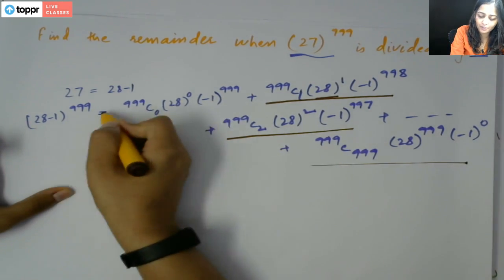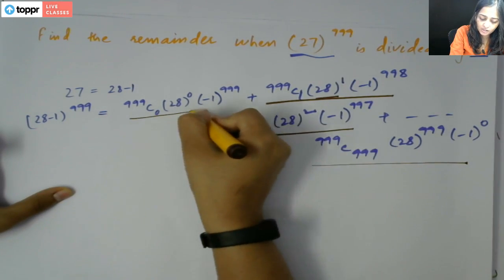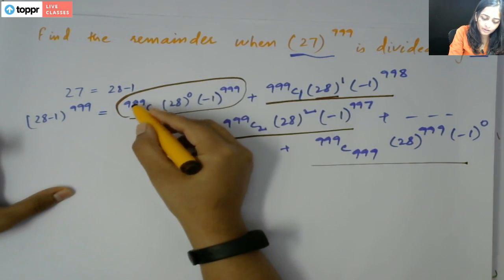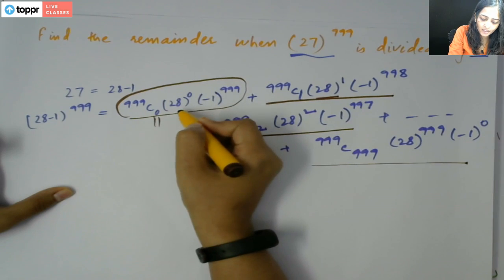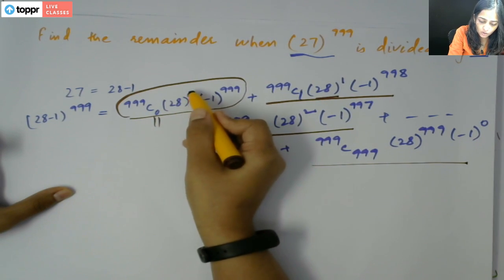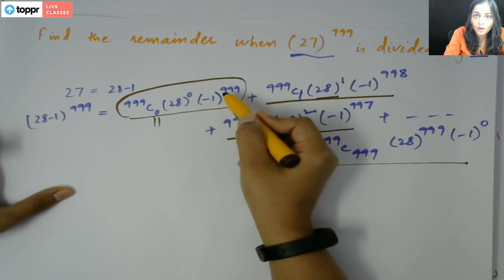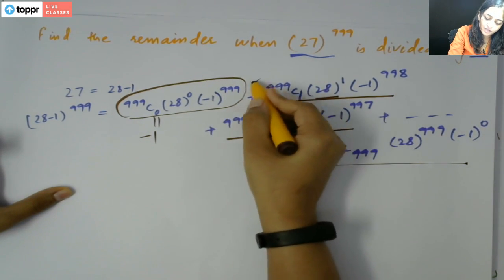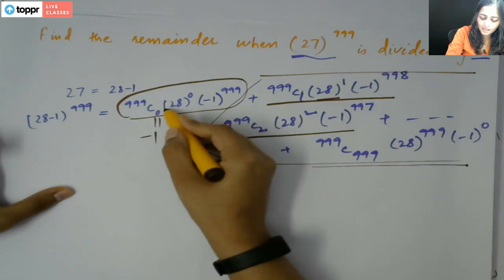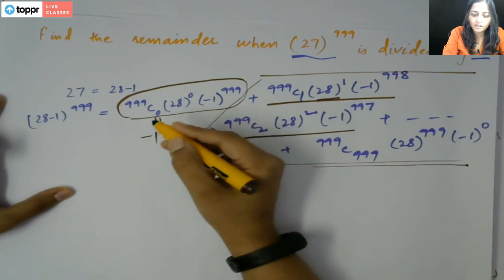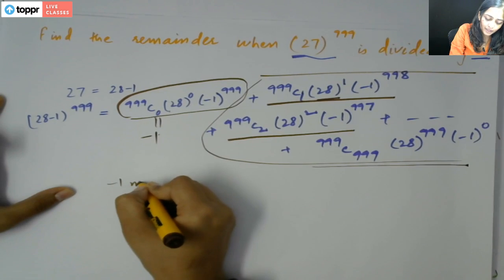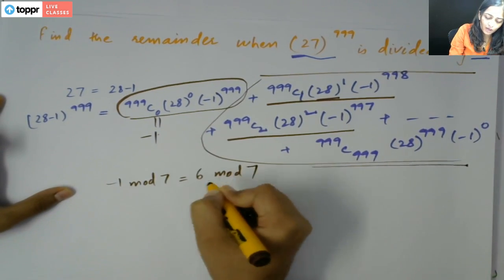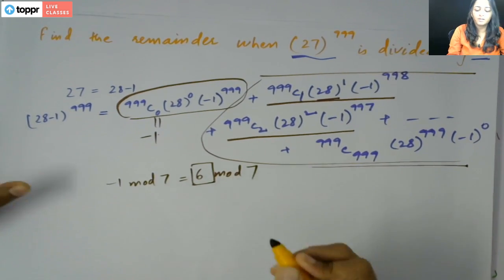So if we divide this by 7, the only term which does not have any multiple of 7 is this one. 999C0 is equal to 1, 28 raised to the power 0 is also equal to 1, and minus 1 raised to the power 999 is equal to minus 1. So the other terms give remainder 0 and this term gives remainder minus 1. Since remainder cannot be negative, we can write minus 1 mod 7 as 6 mod 7. So our remainder will be equal to 6.